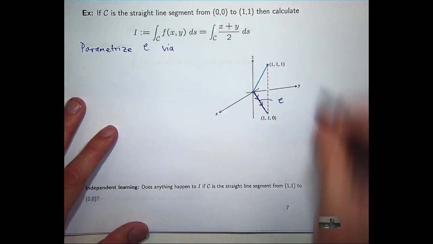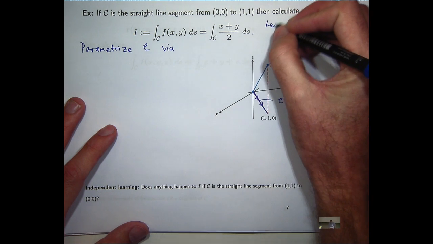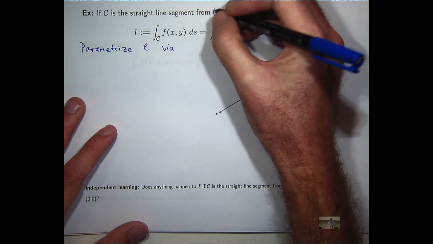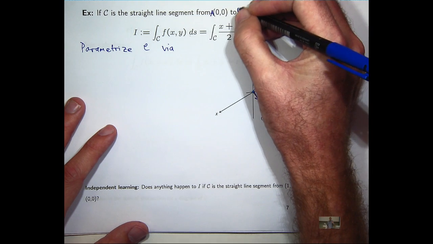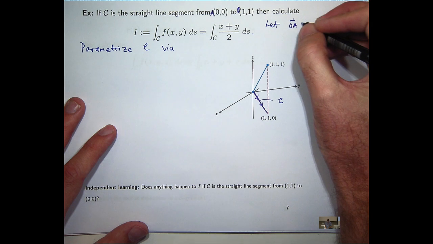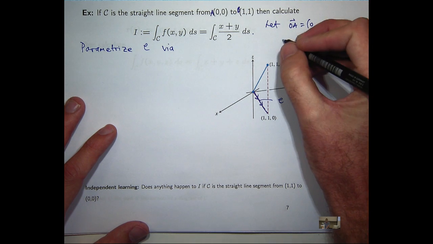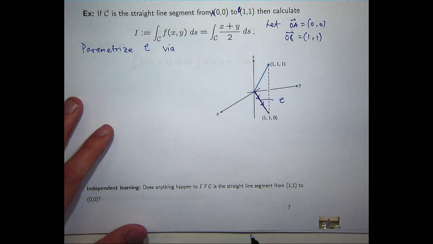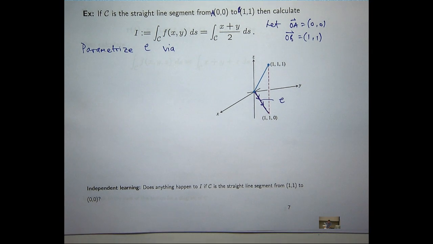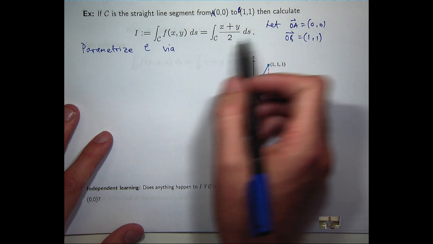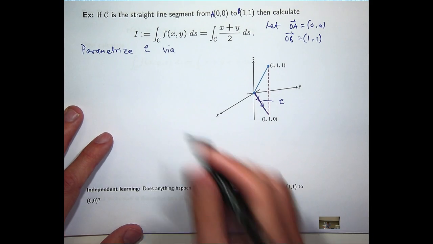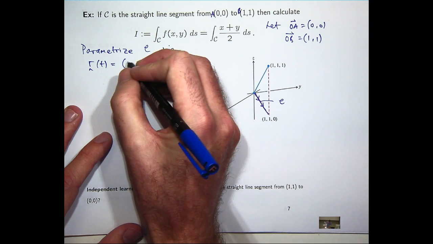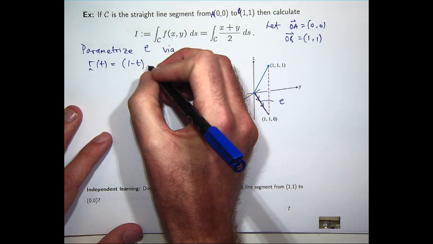Okay, so a little bit of notation first. Let this be A and this be, say, point B. So OA is just the zero vector and OB is just the vector (1, 1), right? Just position vectors. Now, how do I parameterize a straight line segment from one point to another? Well, you can do it a lot of ways, but essentially this is the way that I think is the simplest.